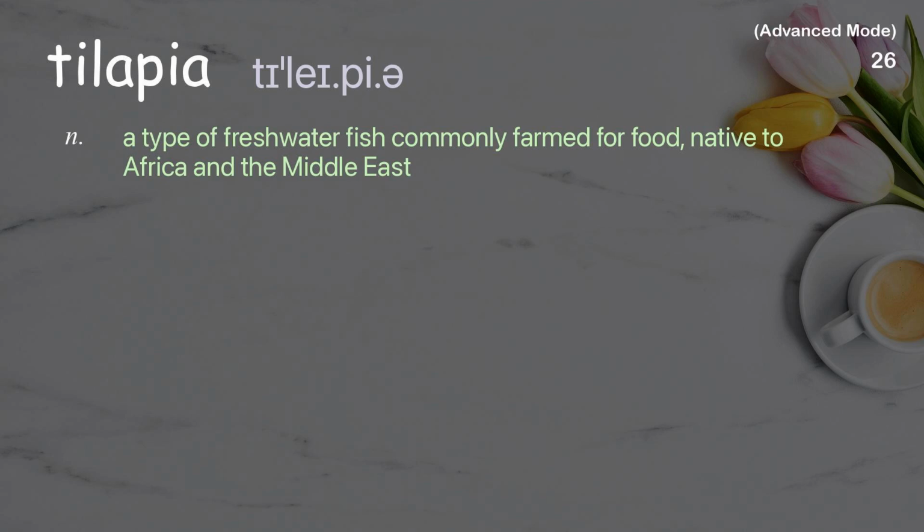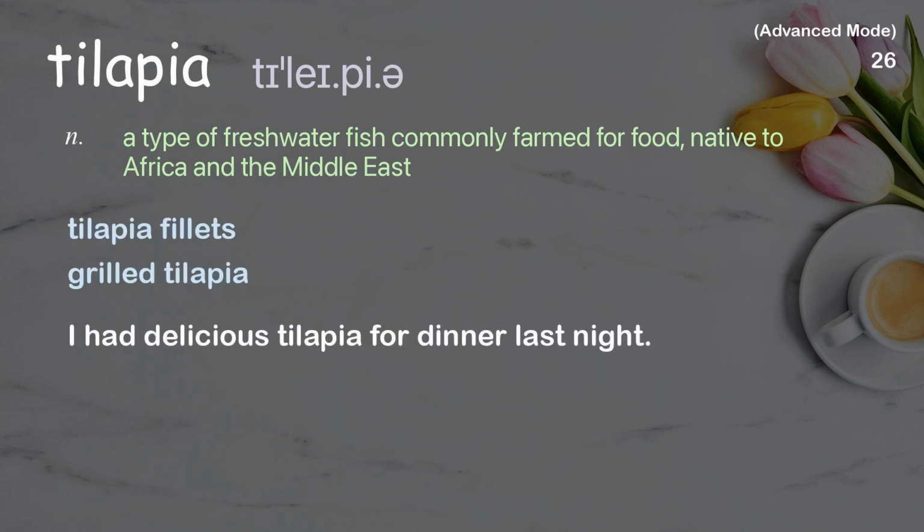Tilapia. A type of freshwater fish commonly farmed for food, native to Africa and the Middle East. Examples: Tilapia fillets. Grilled tilapia. I had delicious tilapia for dinner last night.